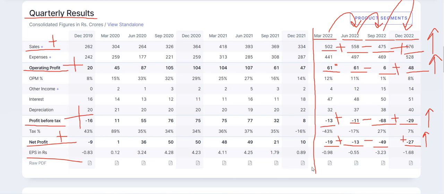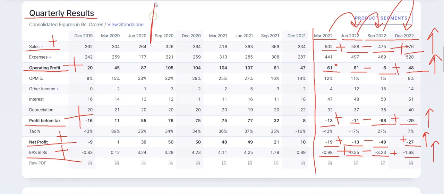Coming to EPS, it is minus 0.98. From there, it improved to minus 0.55. Then it decreased to minus 3.23. Then in the December quarter, it improved to minus 1.68. So you could say EPS in rupees is continuously increasing, leaving one quarter. So we'll mark it on the positive side only. Okay. So everything is on the positive side, leaving one quarter.